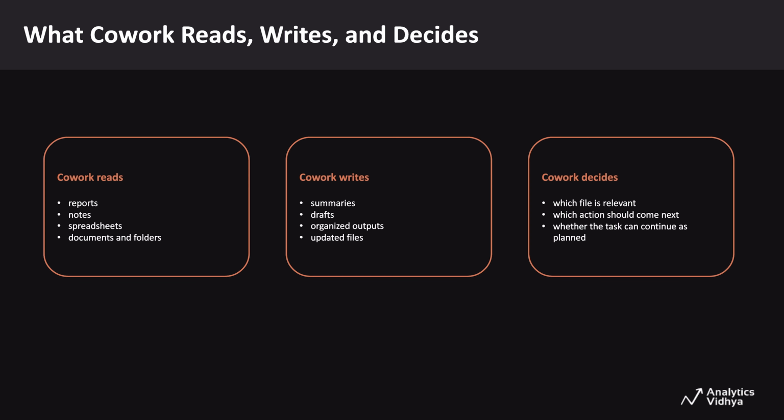A useful way to think about file context is through three questions. What does Co-work read? What does it write? And what does it decide? It reads input like reports, notes, and documents. It writes outputs like summaries, drafts, and updated files. And in between, it makes decisions about what is relevant and what steps should come next.